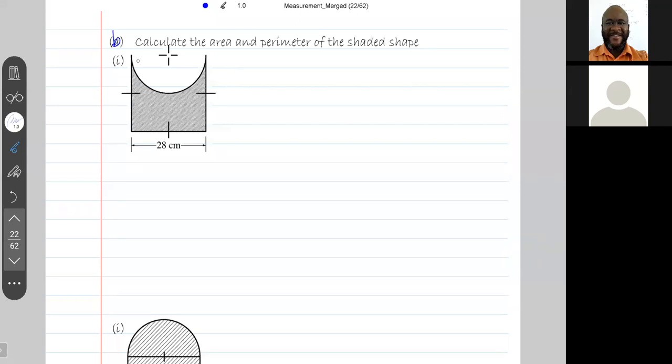All right, what I'm seeing here in this question is that my starting point is a square, and out of the square, somebody cut out a semicircle. Do you agree? Yes, sir. What is cut out is a half of a circle. So the area of the shaded would be equal to the area of the square minus the area of the semicircle.